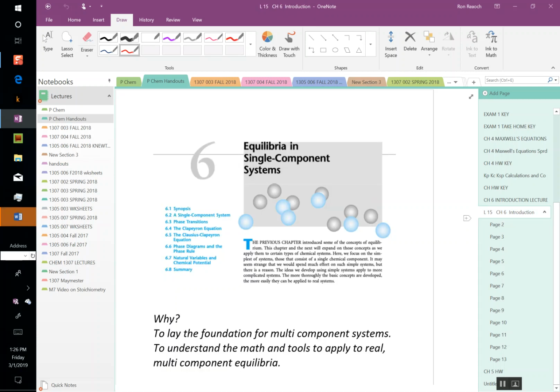All right, here are the headings: single component system, phase transitions, the Clapeyron equation, the Clausius-Clapeyron equation, the two different equations here. And then we'll get into phase diagrams after this, and natural variables in chemical potential. So that's chapter 6.